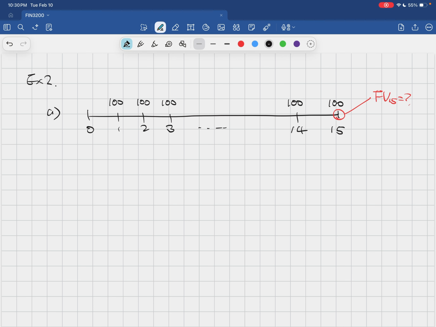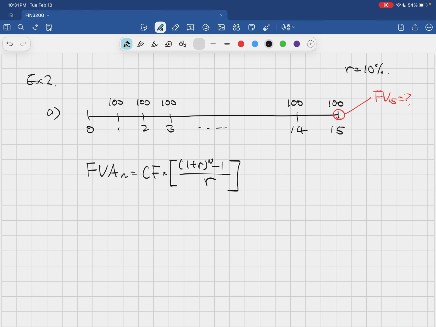Okay, and it says we can earn a rate of return of 10%. So we have an annuity, we're given the R, we're given the number of years, so we can find the future value of this annuity. So I'll use the future value of an annuity formula. It looks like this. We have cash flow times 1 plus R to the n minus 1 over R.